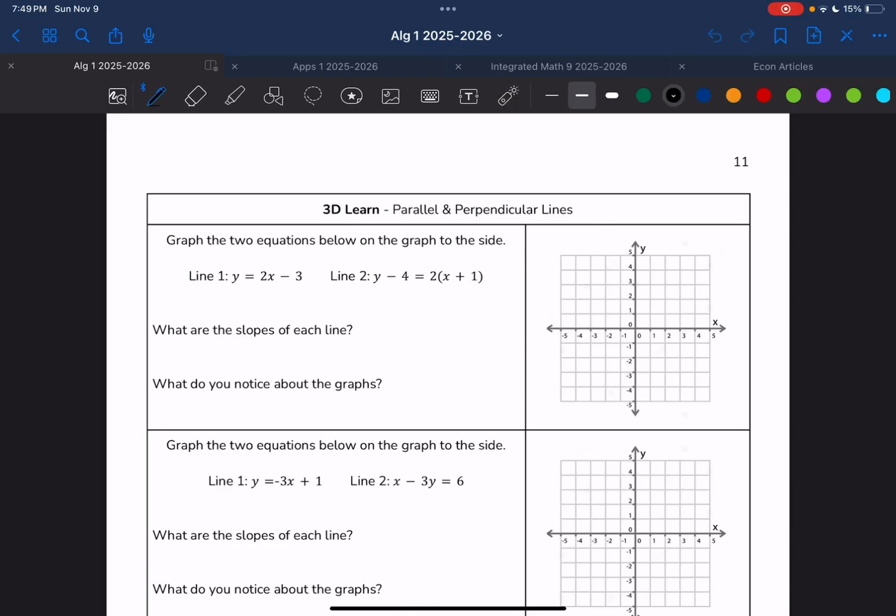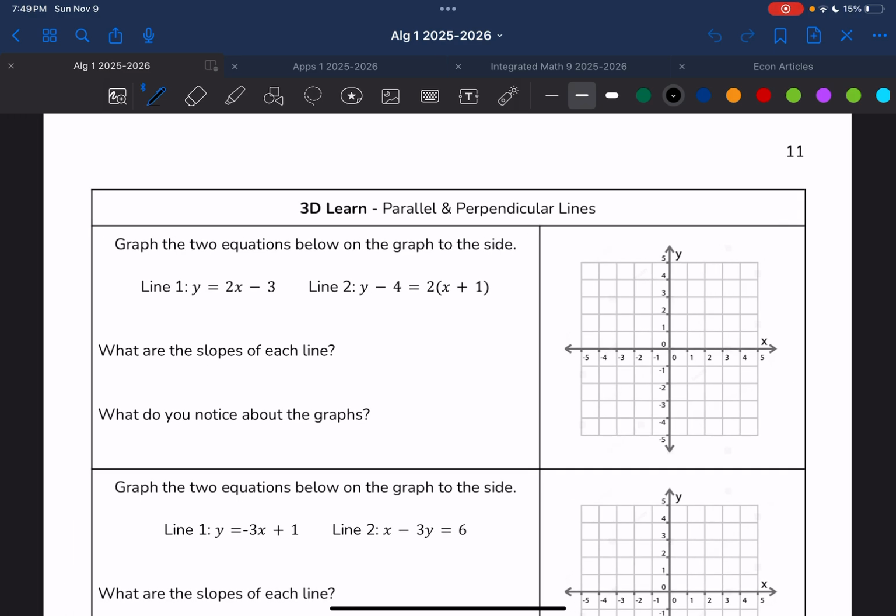All right, so in this video, I'm going to be talking through page 11 in the notes packet. This is where we're talking about parallel and perpendicular lines. So first thing I'm going to do is graph these two lines here. For line 1, that's in slope-intercept form, so we know it has a y-intercept of -3 and a slope of 2. So we're going to go something like that.